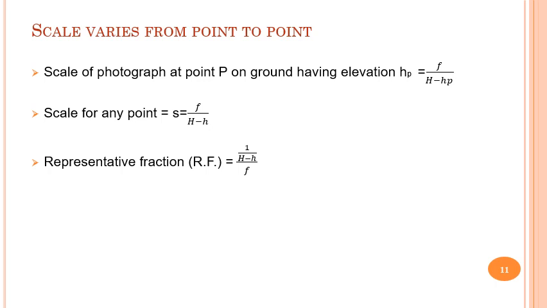Scale of the photograph at point P on the ground having elevation hP is equal to f divided by capital H minus hP. Scale for any point, capital S, is equal to f divided by capital H minus small h. The representative fraction RF is equal to 1 upon (H minus h) divided by f.